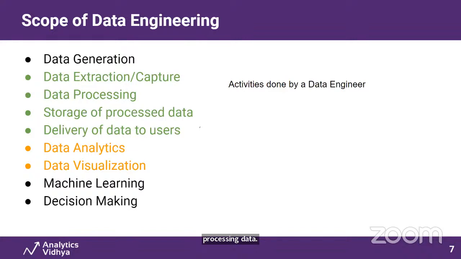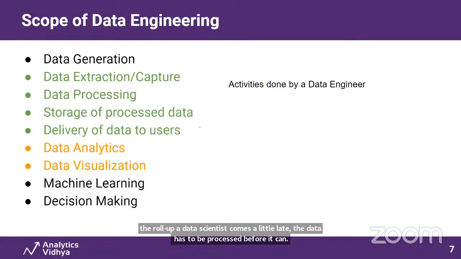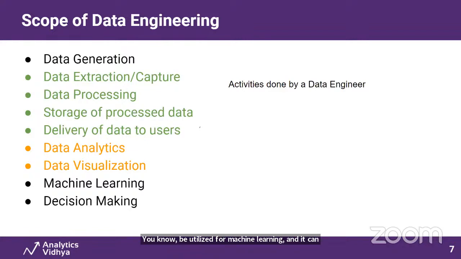You may have heard about data science and machine learning a lot, but I would definitely comment that data science and machine learning, or even a data scientist, can't do anything until the data is there in the system. So the role of a data scientist comes a little late. The data has to be processed before it can be utilized for machine learning and artificial intelligence systems. Before that, the role of data engineering comes first.